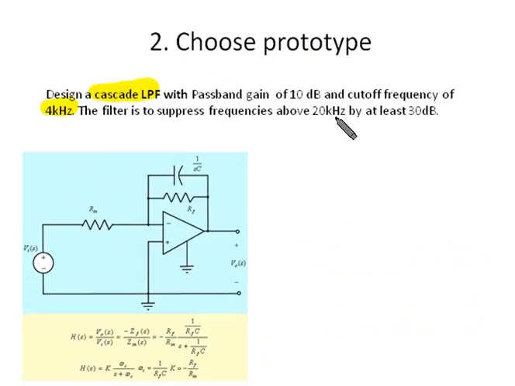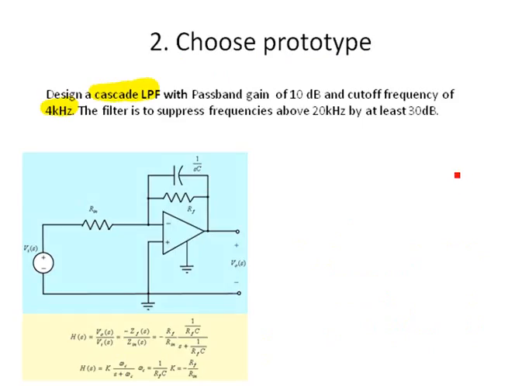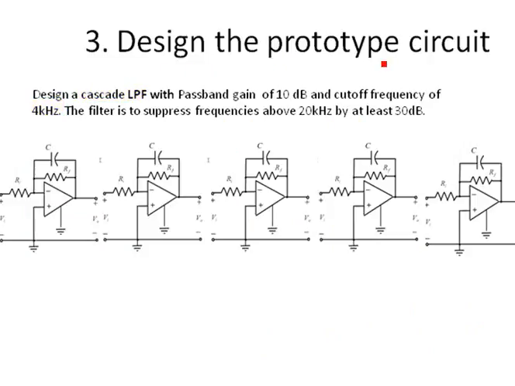So the filter is to suppress the frequency at 20 kilohertz at least 30 decibel, that means at 20 kilohertz, the gain of the circuit should be at least 30 decibel below the passband gain. So that is 10 minus 30, should be at most negative 20 decibel. In our design, we have just picked up the prototype circuit.